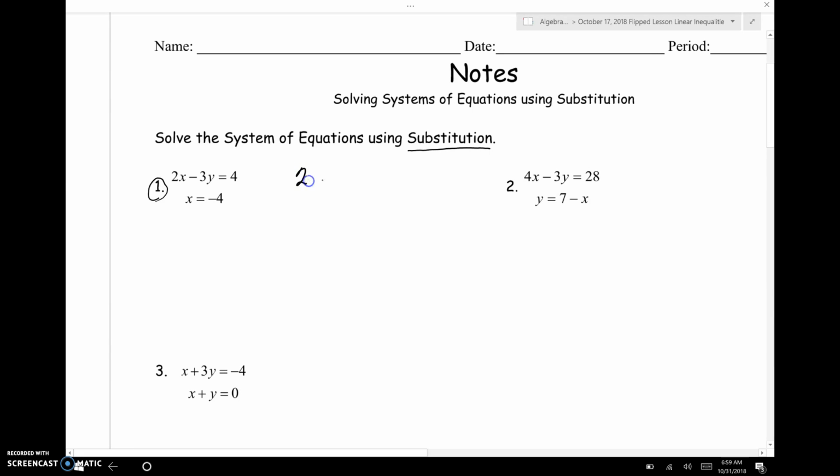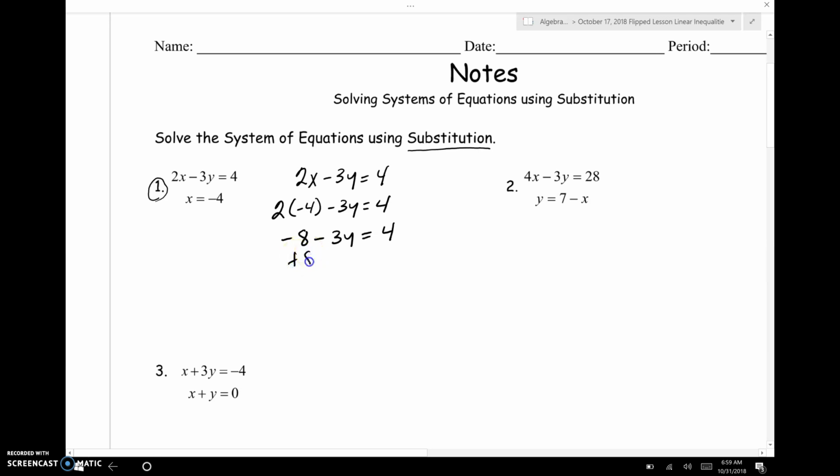So we have 2x minus 3y is equal to 4. And since we know that x is equal to negative 4, we're going to substitute negative 4 for the value of x. And we have 2 times negative 4, which is negative 8, minus 3y is equal to 4. The next step is to go ahead and solve for y.